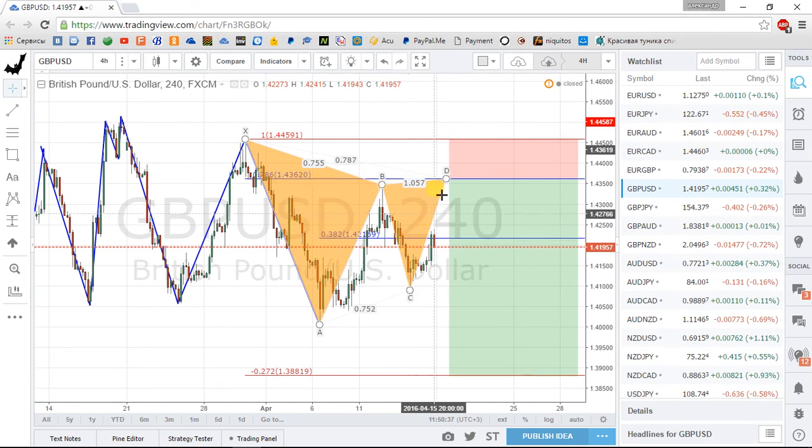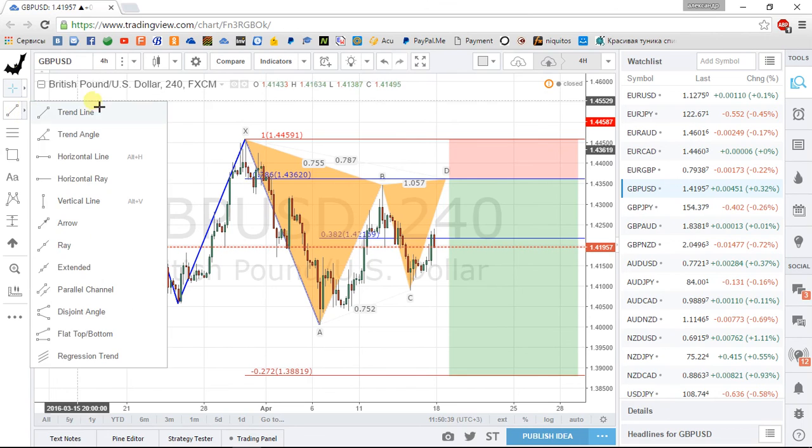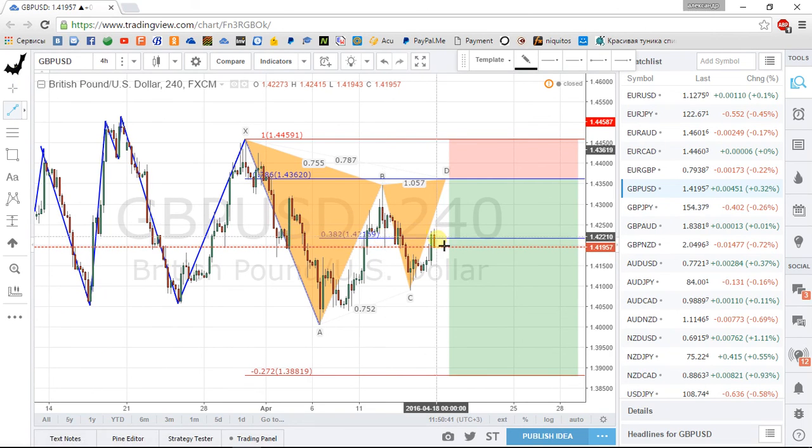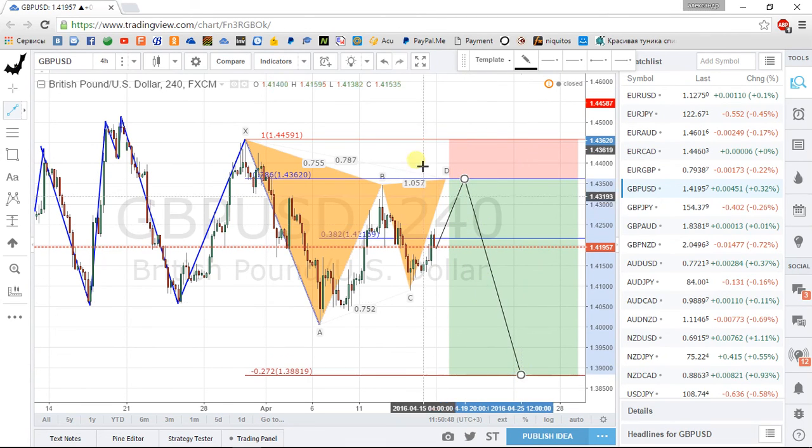Okay, so this is the opportunity that I'm looking for this week. Waiting for this price, entering here, and then waiting for it to continue the downtrend.